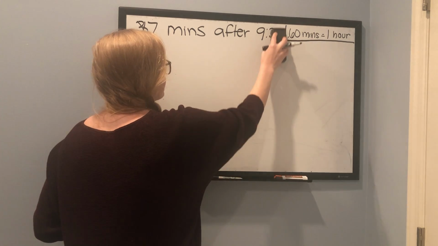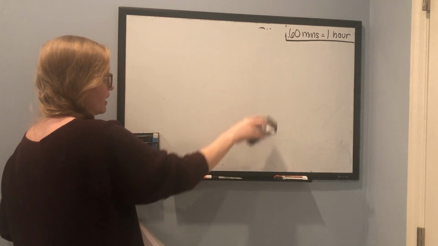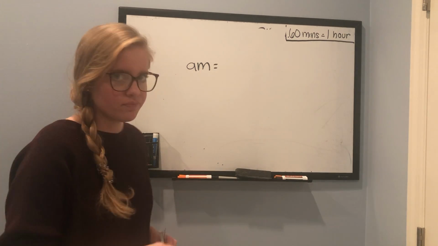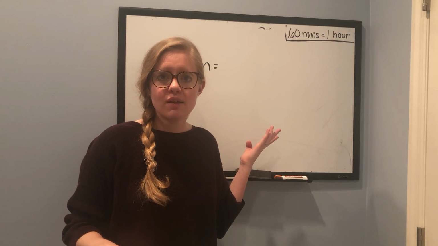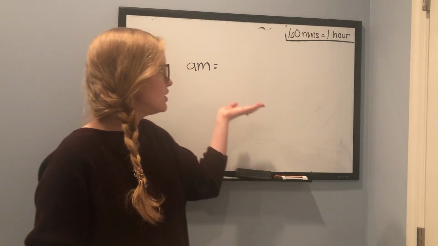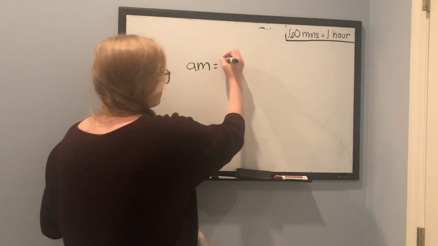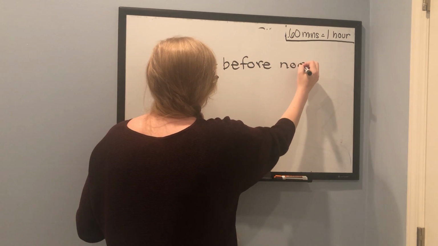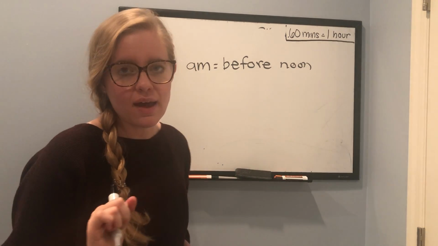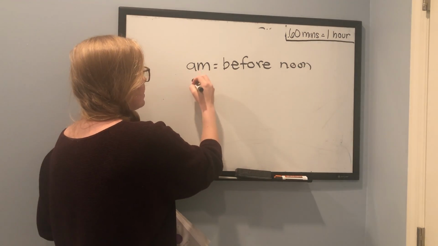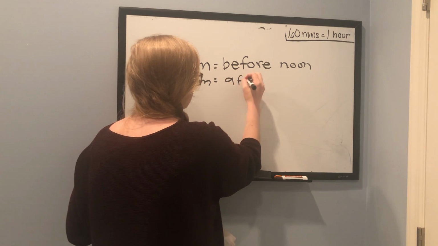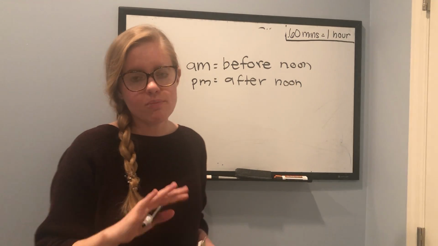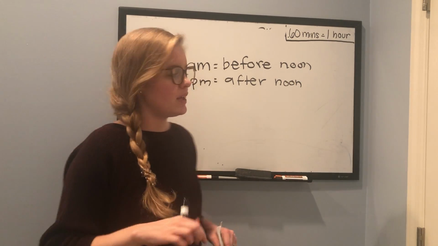Backing up a little bit, talking about AM and PM, I got a little bit ahead of myself. AM is Latin. I don't remember what it means off the top of my head, but in my PowerPoint it tells you. This means before noon. Okay, so any time before 12 p.m. is AM, and then PM is after noon. Okay, so after 12 o'clock p.m., all those times after are p.m.